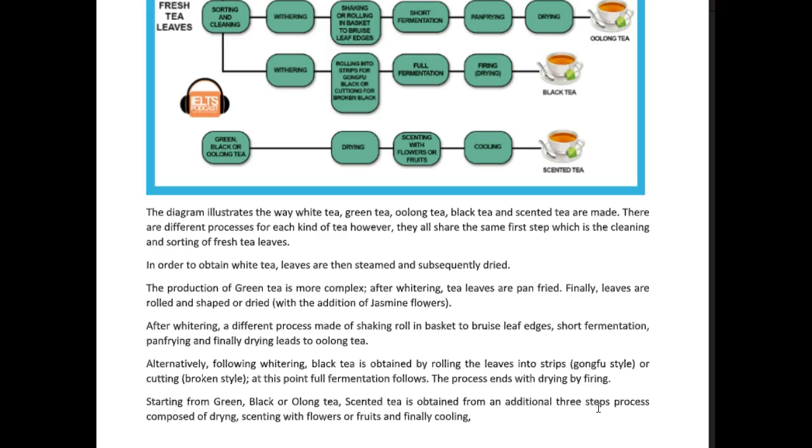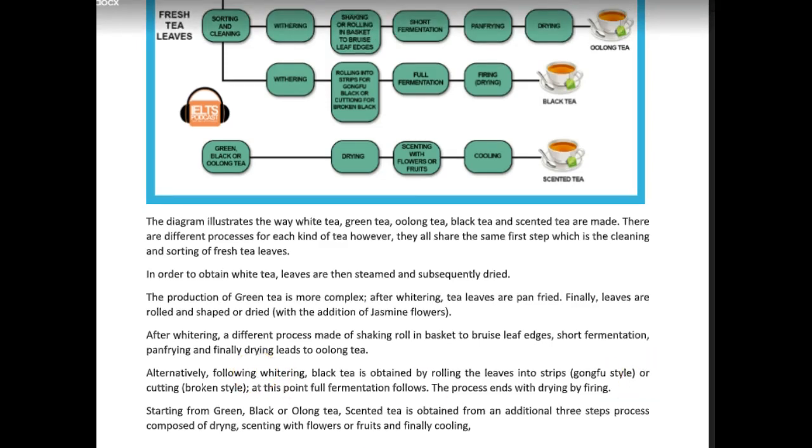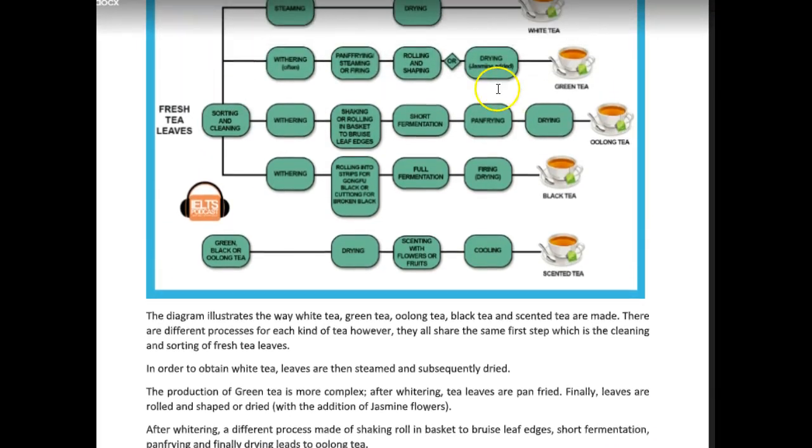Okay, yeah, it's fine. Let me think about it for one second. Okay, you know what I would have liked here? Take a look at these three. Look, withering, withering, withering. So I would have liked you to perhaps say that for green, oolong, and black tea, they all share the next step after sorting and cleaning, which is withering.